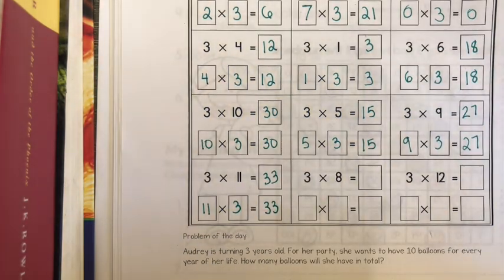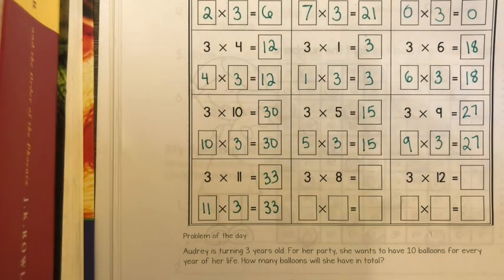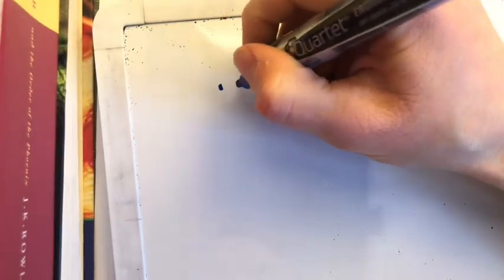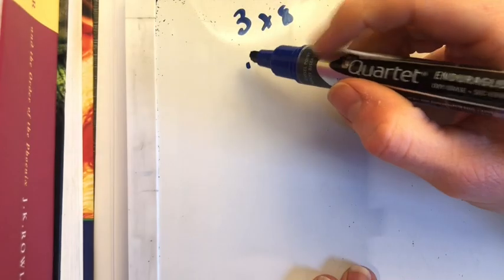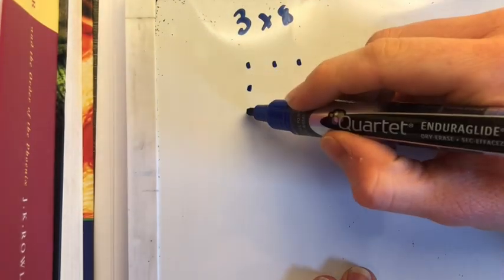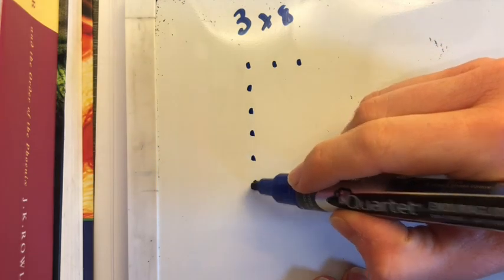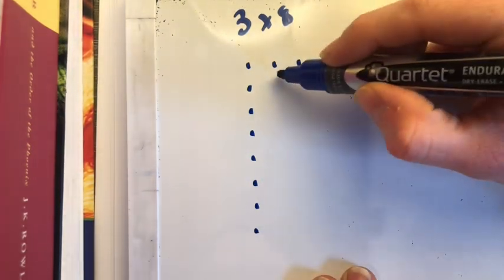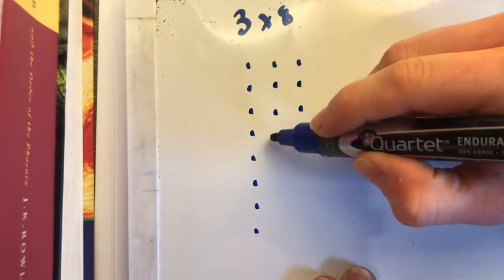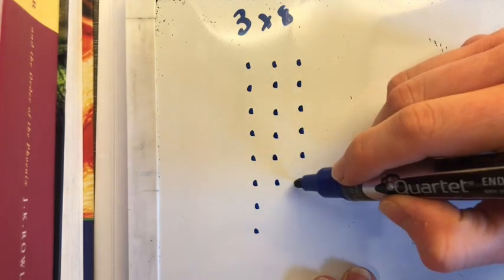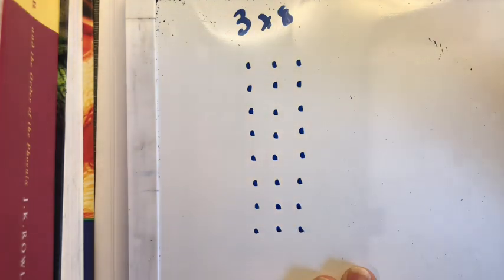All right, 2 more to do, guys. You know what we're going to do. 3 times 8. We're going to draw an array, and we're going to look at it 2 ways. So 1, 2, 3, and it's 3 times 8. So I'm going to write that up here, 3 times 8. Now let's go 1, 2, 3, and I've got 1, 2, 3, 4, 5, 6, 7, 8.